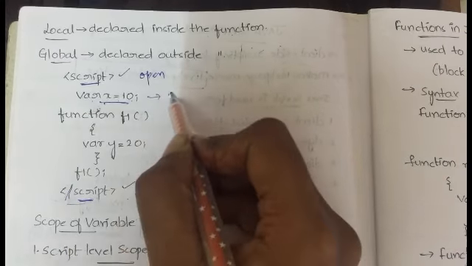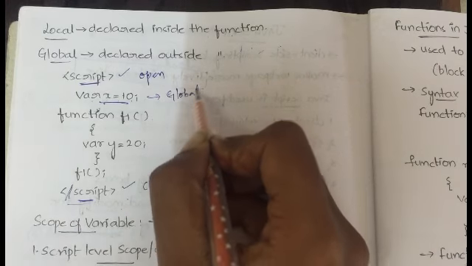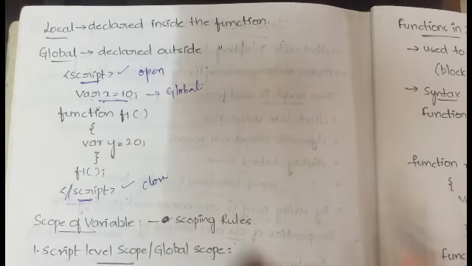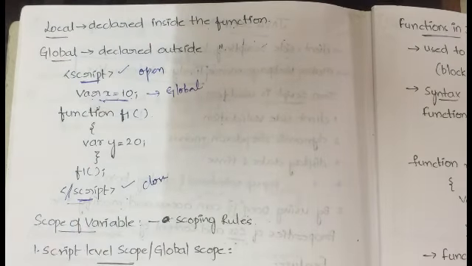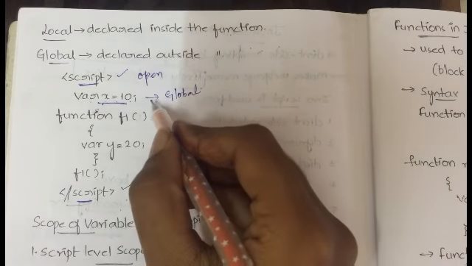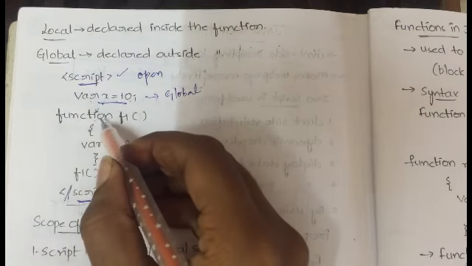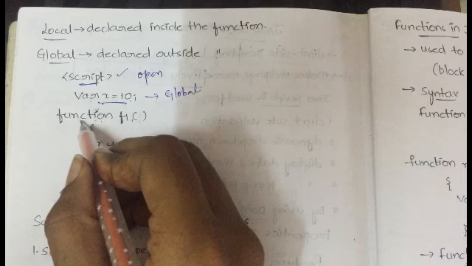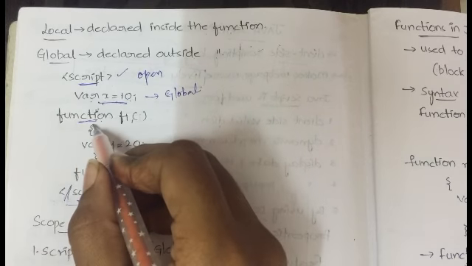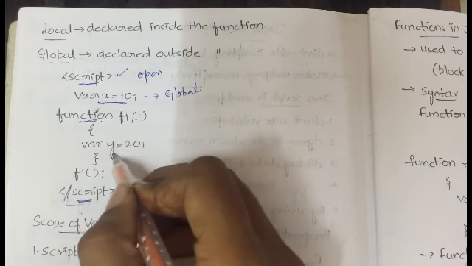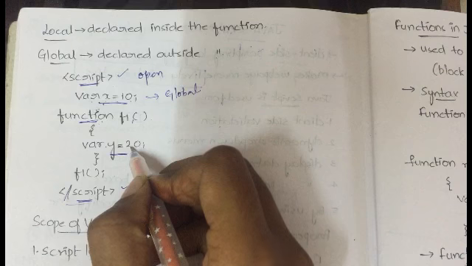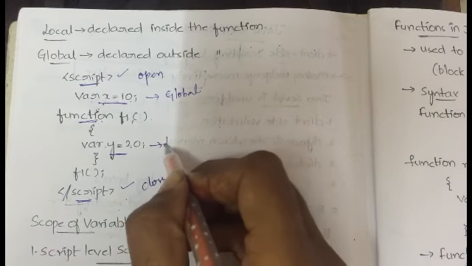So this is a global variable because we are not declaring it inside any function. We are normally declaring a variable, right? So it is a global variable, and after that we declared a function f1, function keyword and f1, and inside that we declared a variable where y is equal to 20. That means this is the local variable.